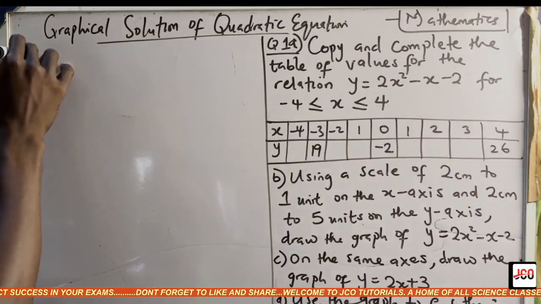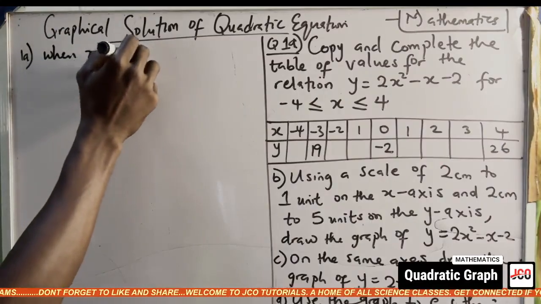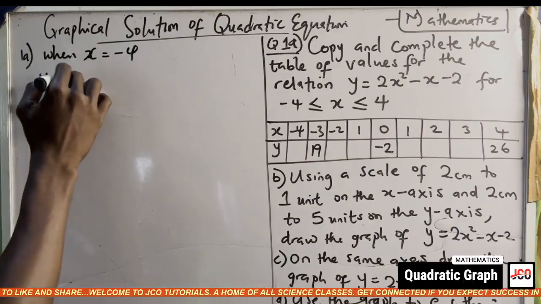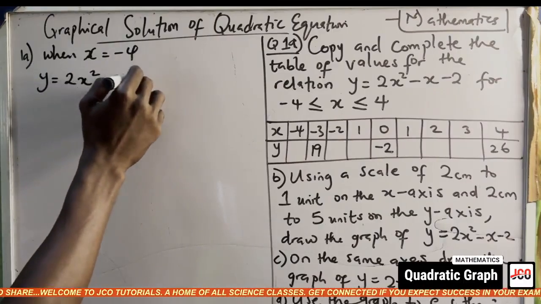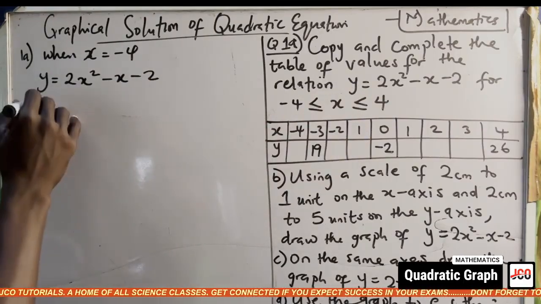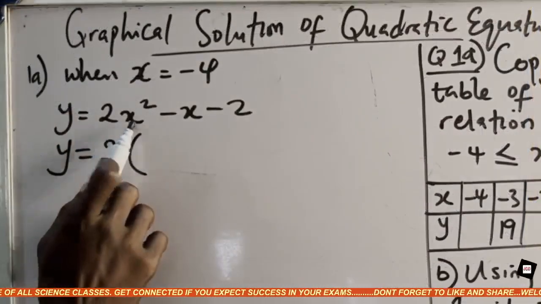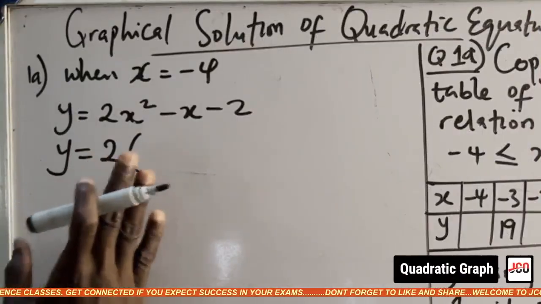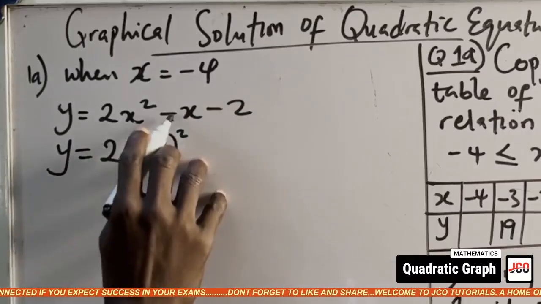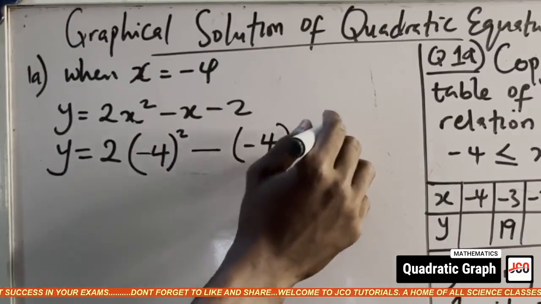You start by saying this is question 1a. When x is -4, because that's the first part here, you put your equation y = 2x² - x - 2. That's the equation you are given. Wherever you see x, you put -4. So y equals 2 times, instead of x here, there's no magic, just follow the equation. Instead of x I put -4, then put my square, then minus your x, -4, then minus 2.